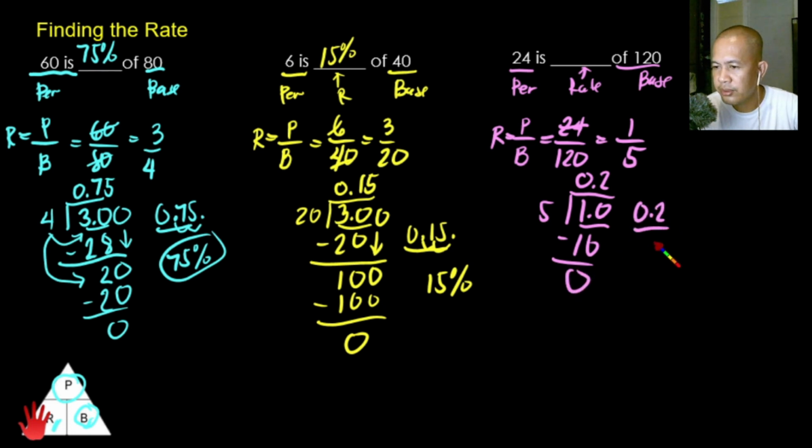Changing 0.2 into percent, moving 2 places to the right, it makes 20%. So 24 is 20% of 120.